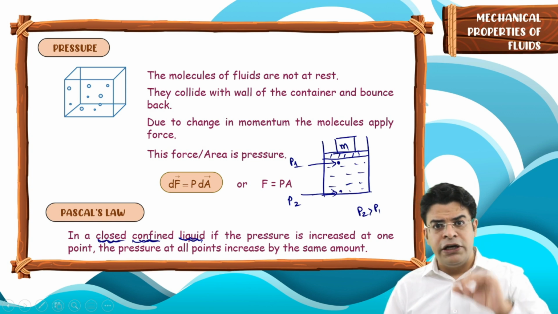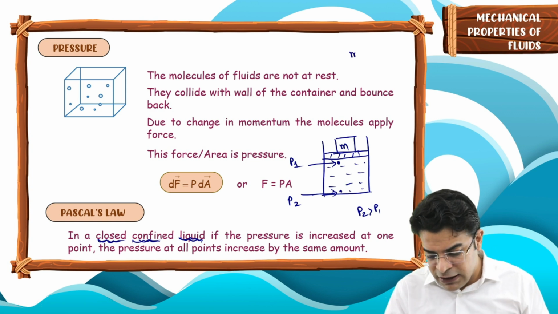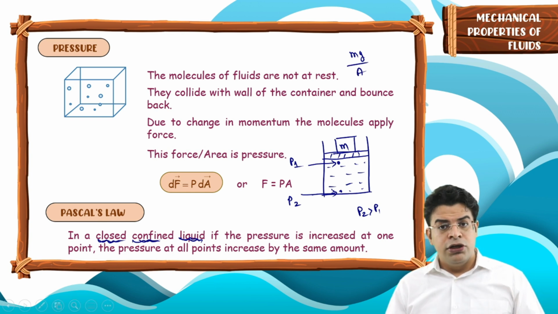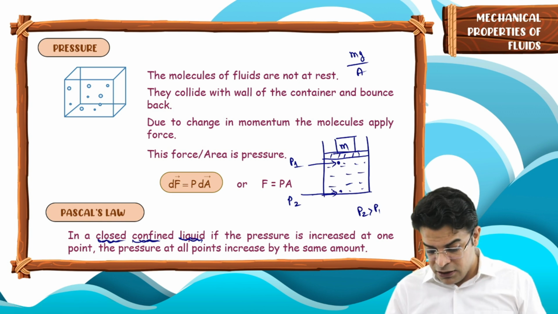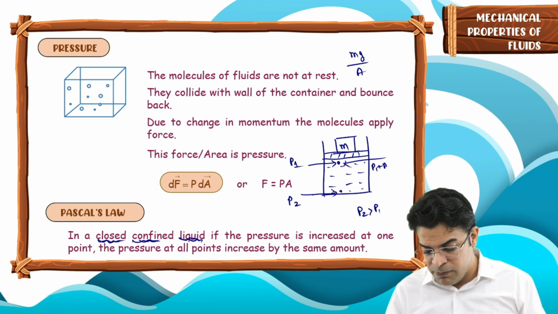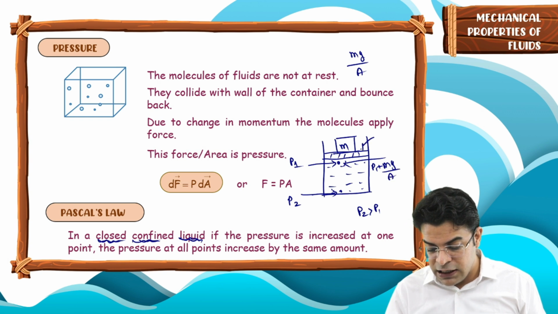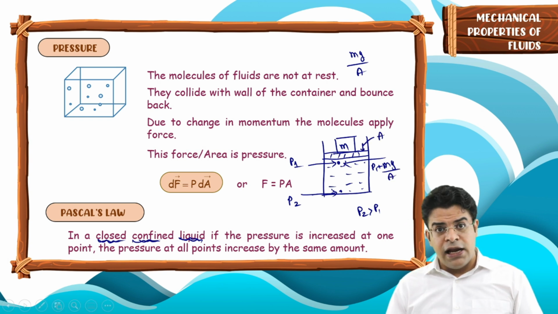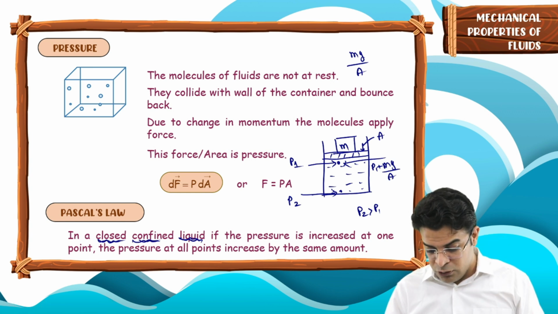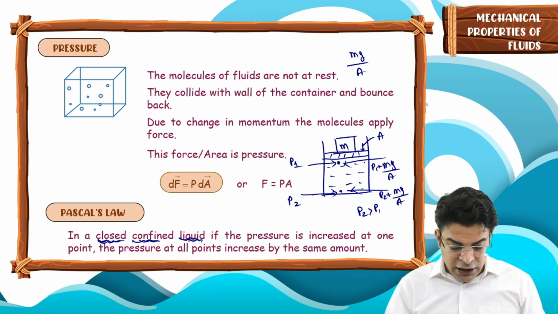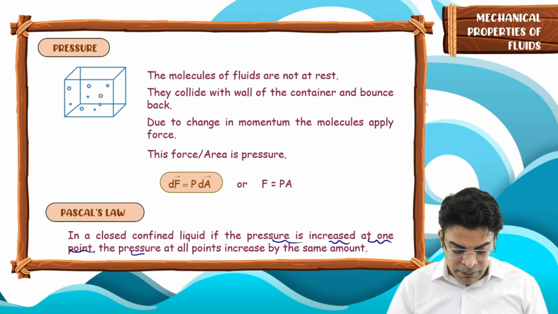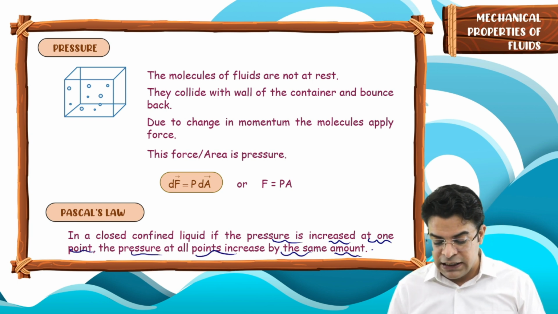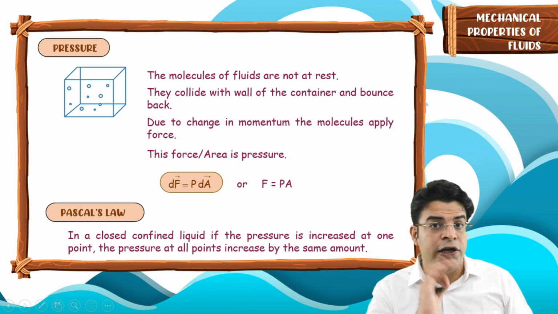So at all points within this fluid, the pressure will increase by an amount mg by A. So the point where before placing the block the pressure was P1, now after placing it will be P1 plus mg by A, where A is the area of this piston. And at the point where the pressure was earlier P2, now there the pressure will be P2 plus mg by A. So in a closed confined liquid, if the pressure is increased at one point, the pressure at all points increases by the same amount. This is the Pascal's law that you need to know.